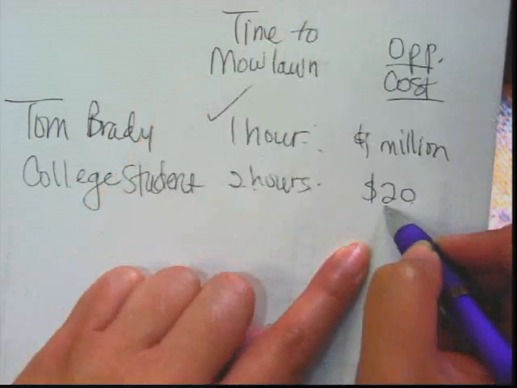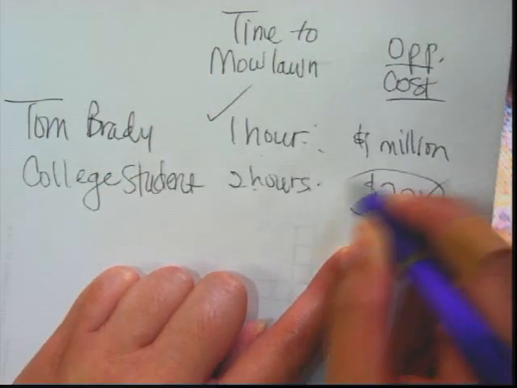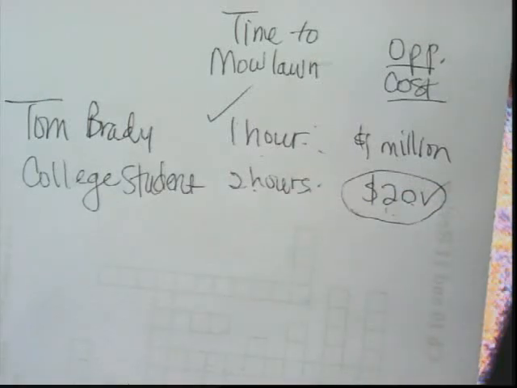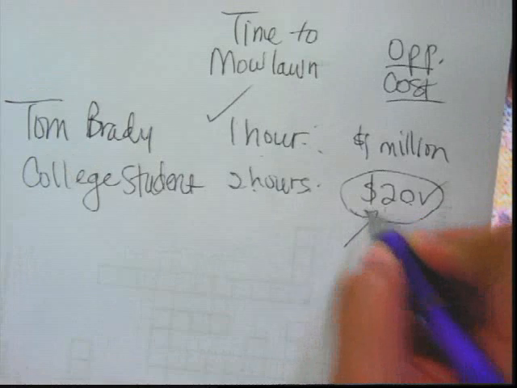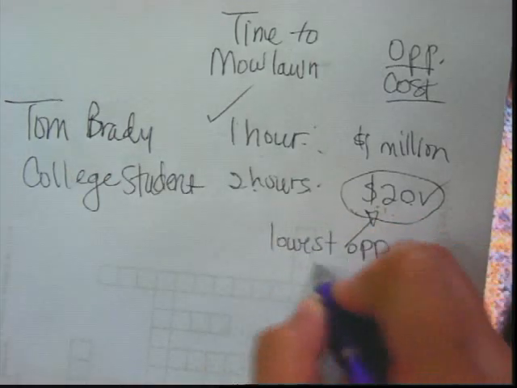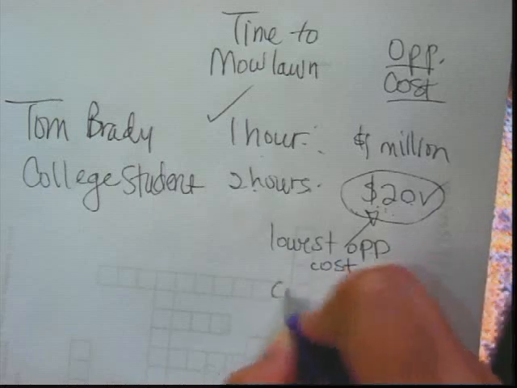The college student. And your author says, economists say, when we open up our borders for international trade, or you as a person are deciding, should I mow my own lawn? This is what you should be looking at. Whoever has the lowest opportunity cost, and we call that comparative advantage.